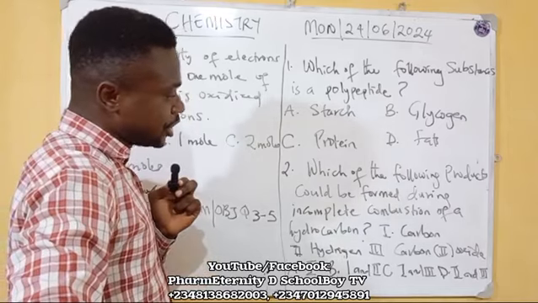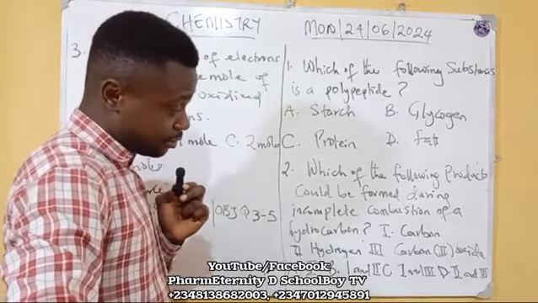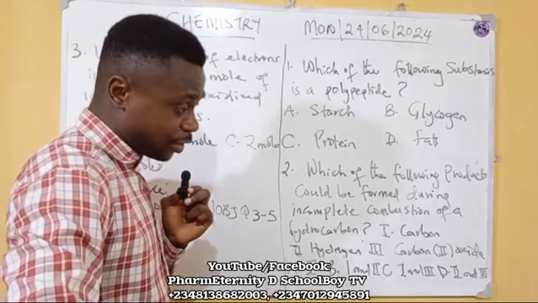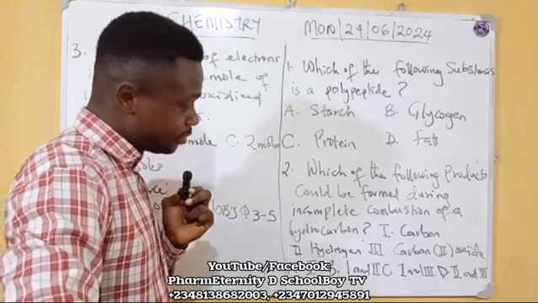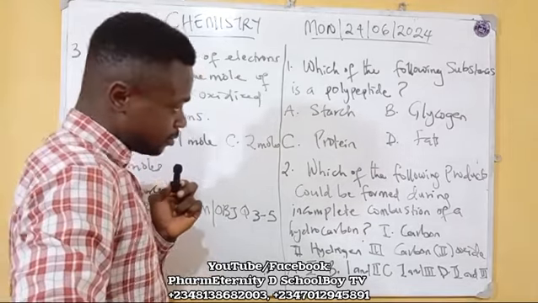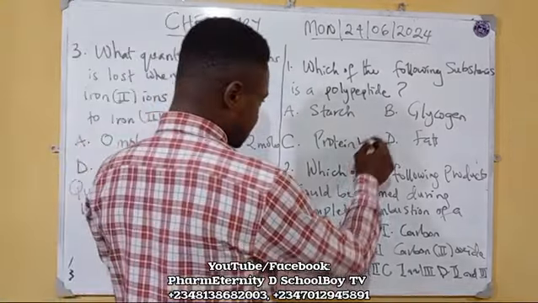This chain is found mainly in protein. Some proteins may have only one polypeptide chain, some may have more than one. So the polypeptide has to do with what? Protein. So I'll take this.